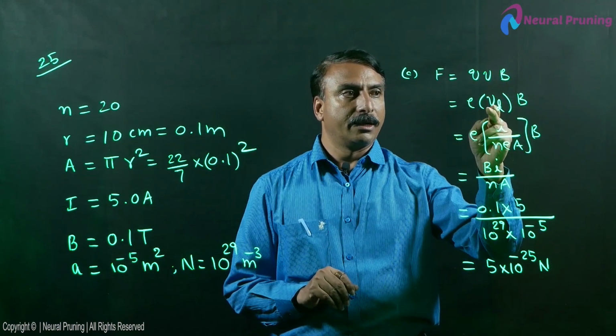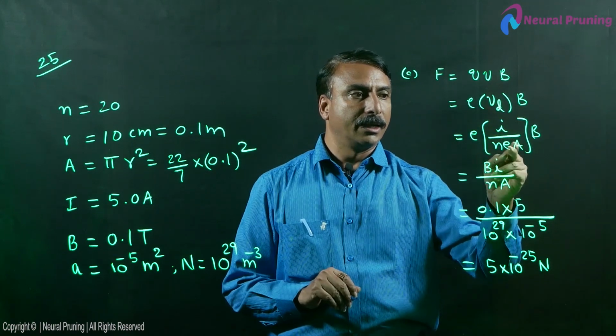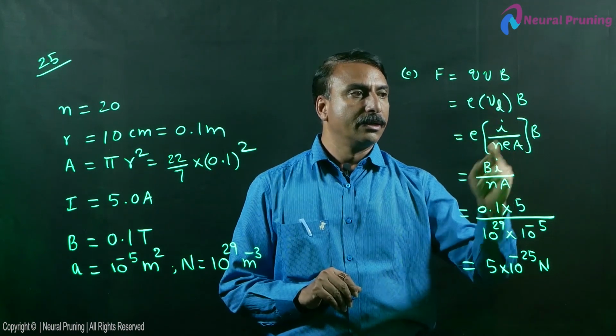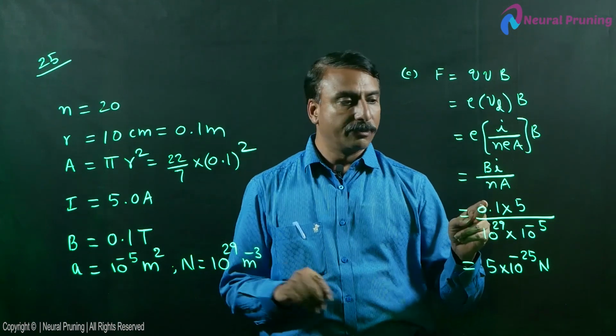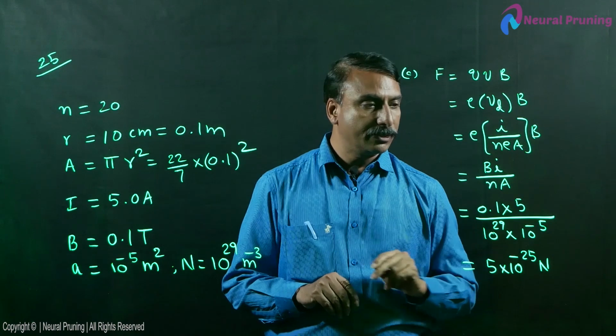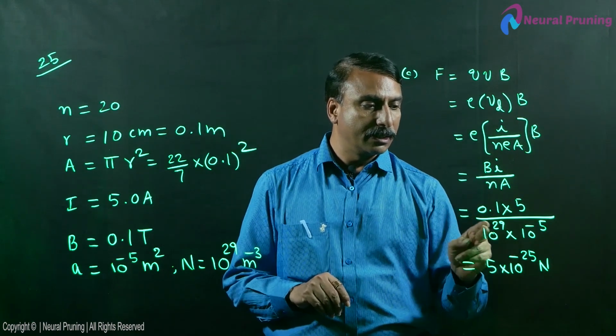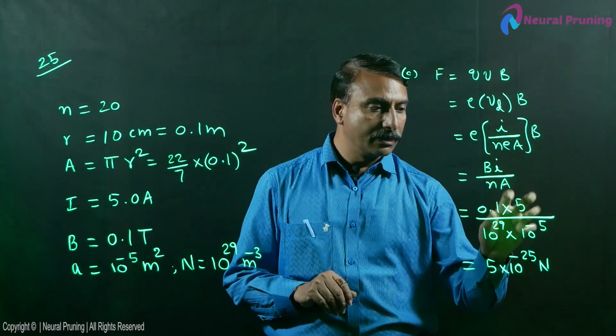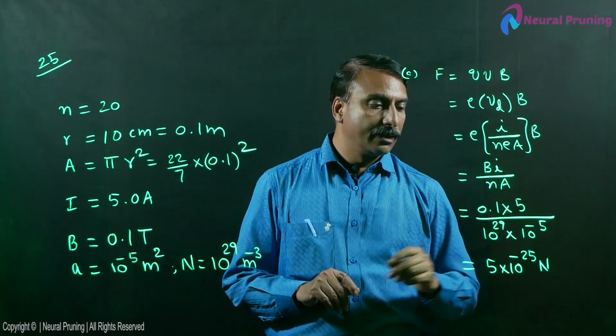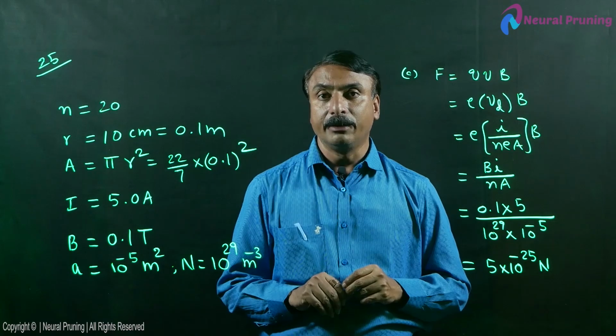And further you can write drift speed is I by nEA. So, e gets cancelled, so that B into I by nA. So, B value is given as 0.1 Tesla, current is 5 amperes, and number density is 10 raised to 29 and area is 10 raised to minus 5. On simplifying this, you are going to get 5 into 10 raised to minus 25 Newton.